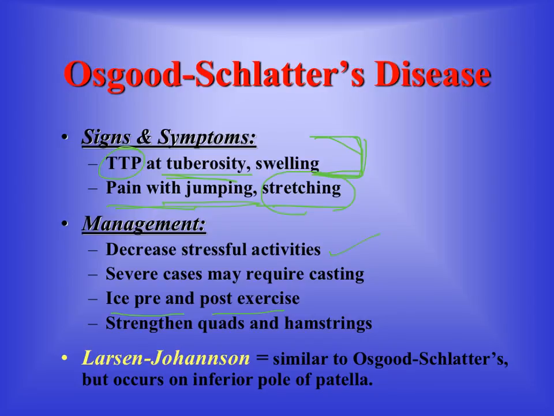There is this pathology called Larsen-Johansson's, which is very similar to Osgood-Schlatter disease, but it occurs on the inferior pole of the patella. So here's the patella here. It's occurring right there, right at the tip of the inferior pole of the patella. So just as painful, but just not as common in the human population.